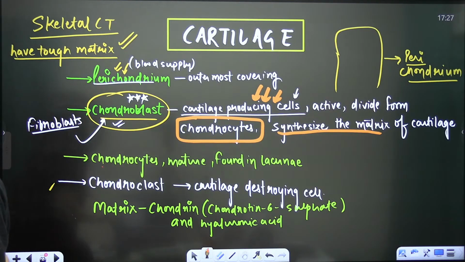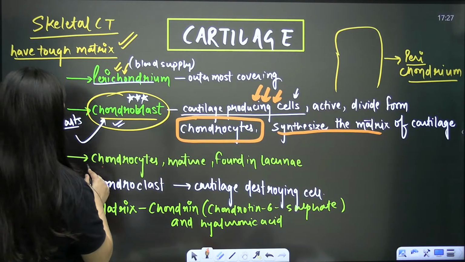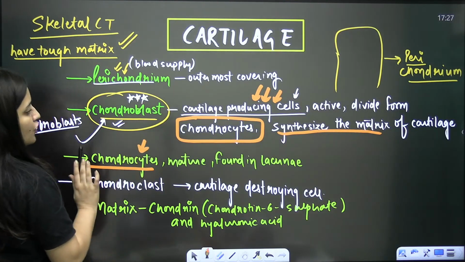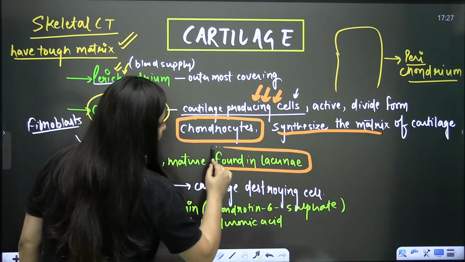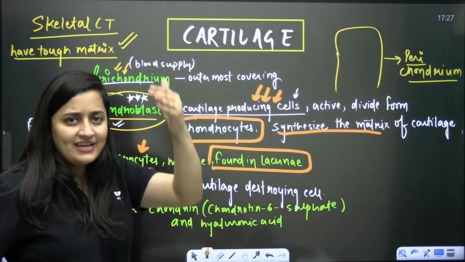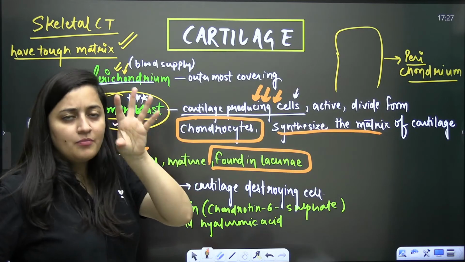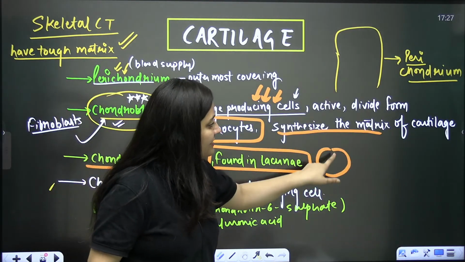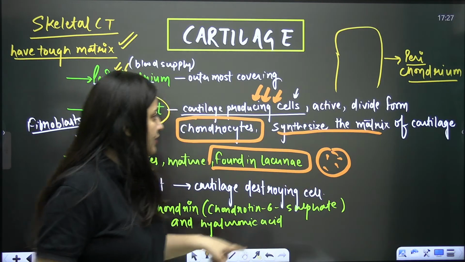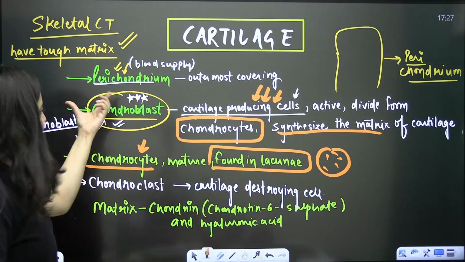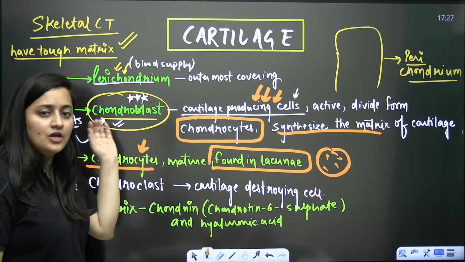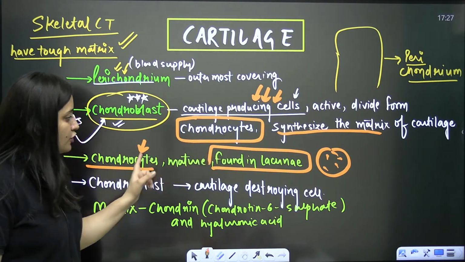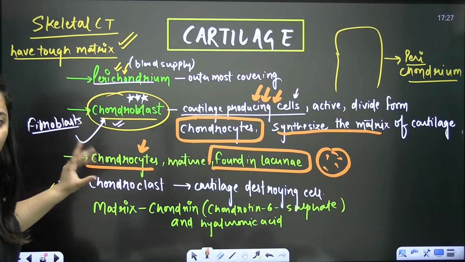As I said, chondrocytes are the mature cells. They are found in the lacunae. Lacunae are the spaces you will see when you take a section of the cartilage. In those spaces you will find these chondrocytes. So this is what you need to remember: when it is immature, the word is chondroblast. Chondroblast will divide and form mature chondrocytes.